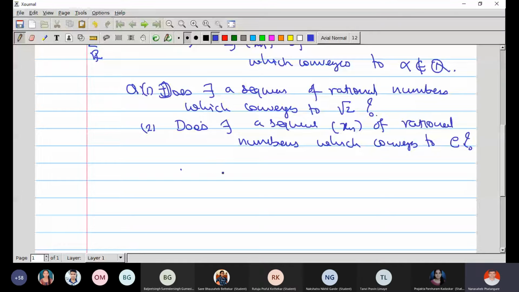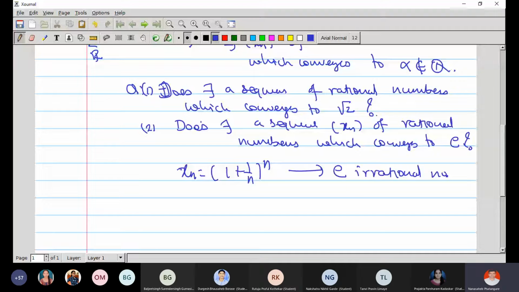Sir, I think the answer for the second is (1 plus 1 upon n) raised to n. It converges to e. Right, very good. And the limit of this sequence is e, that you have already learned. But e is an irrational number. Why? That you should read. But what is the sequence? What is x1? (1 plus 1 by 1) raised to 1. What is x2? (1 plus 1 by 2) raised to 2.